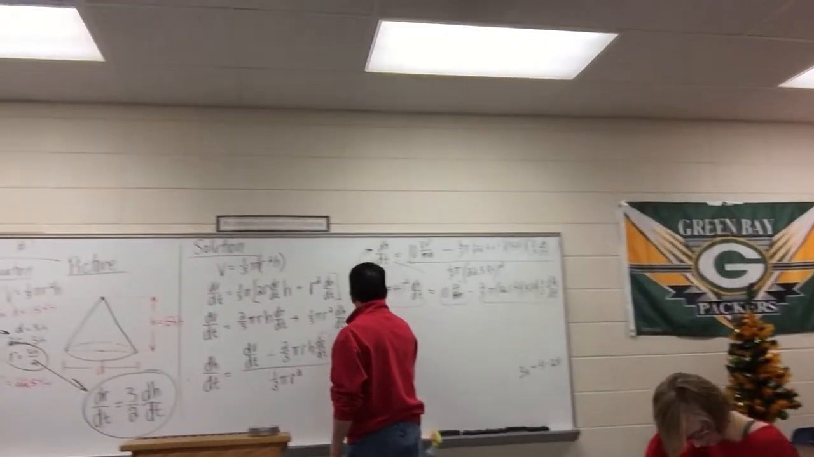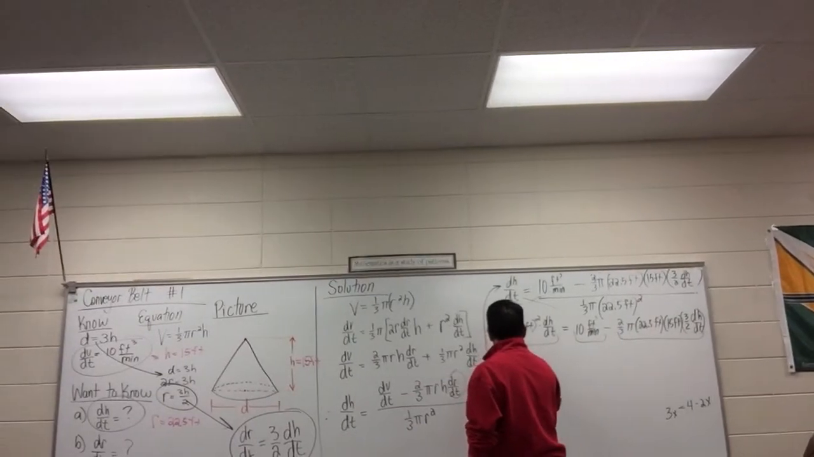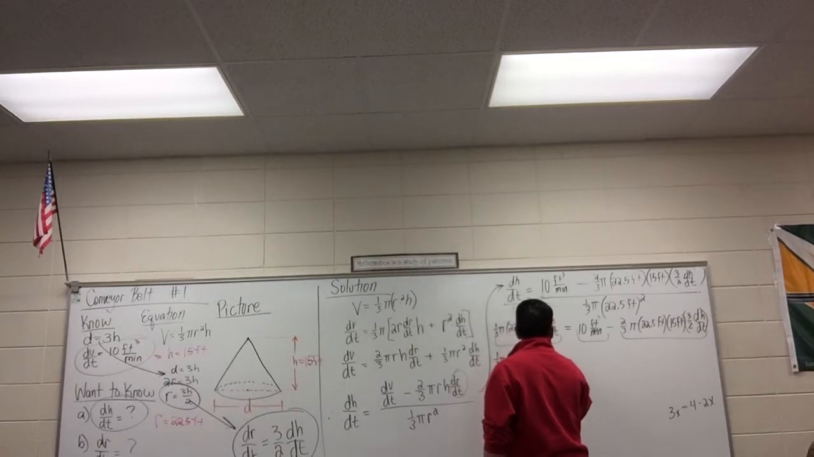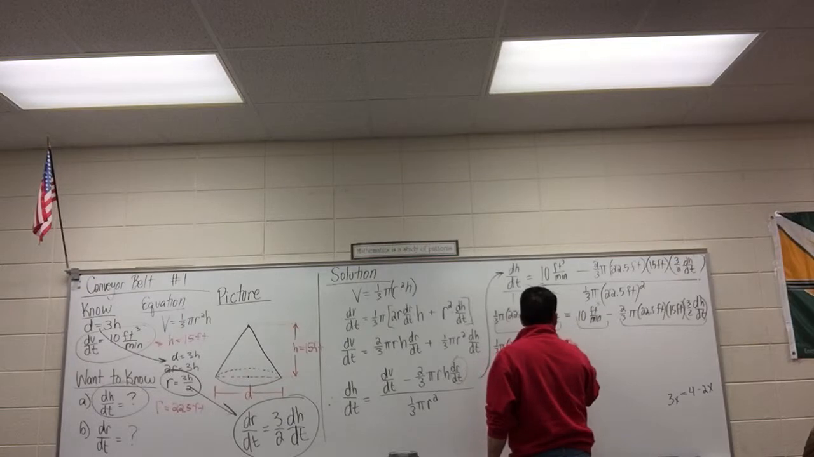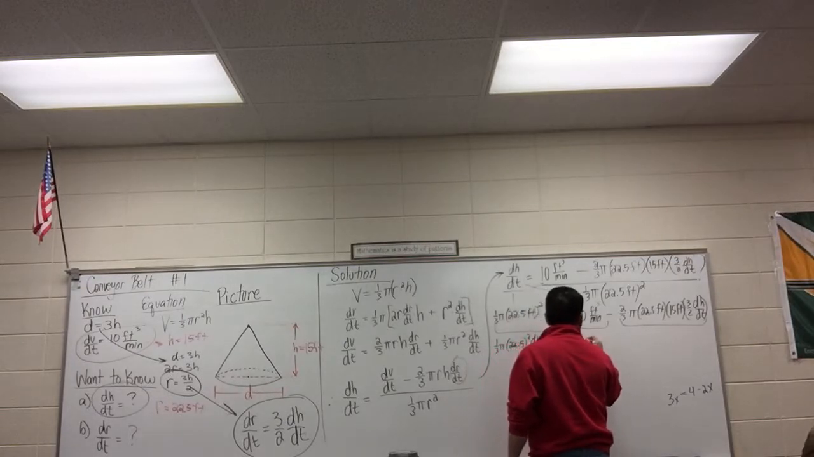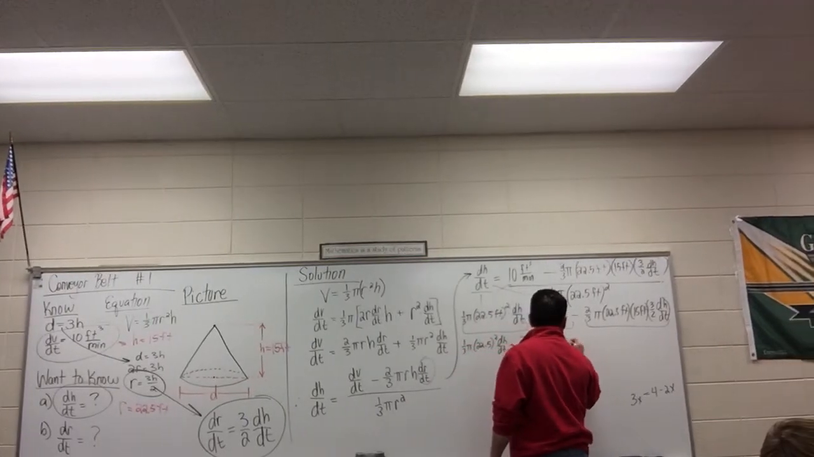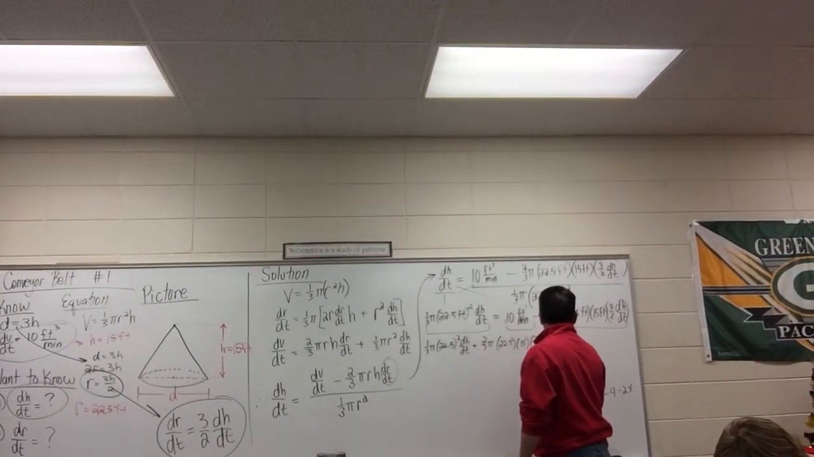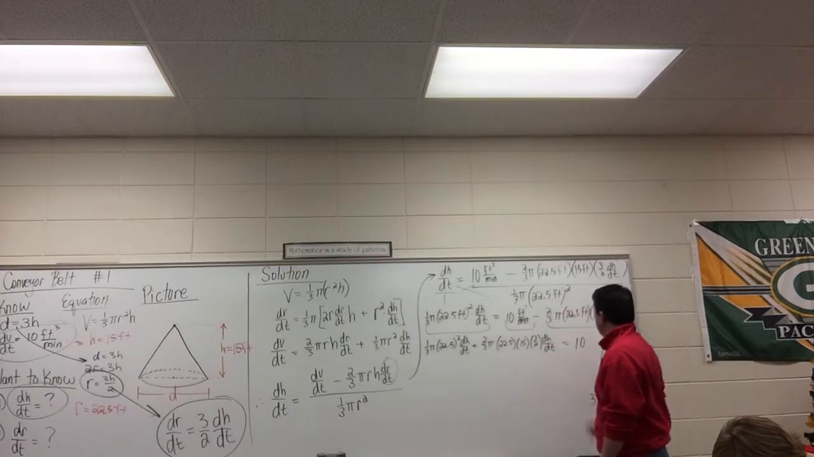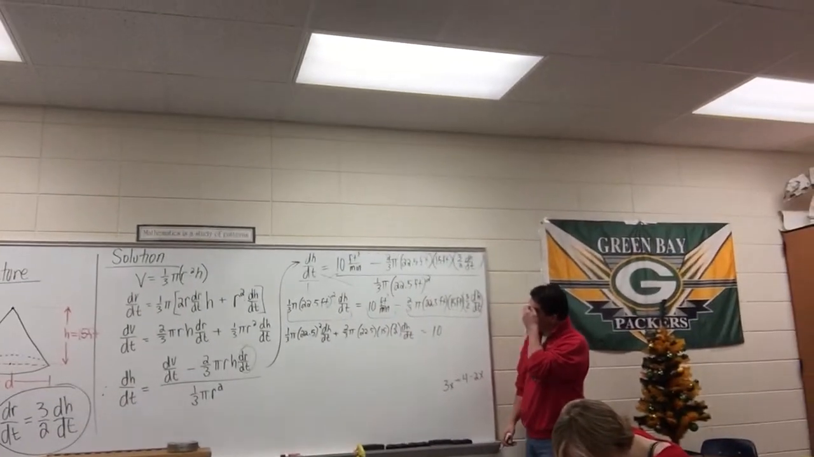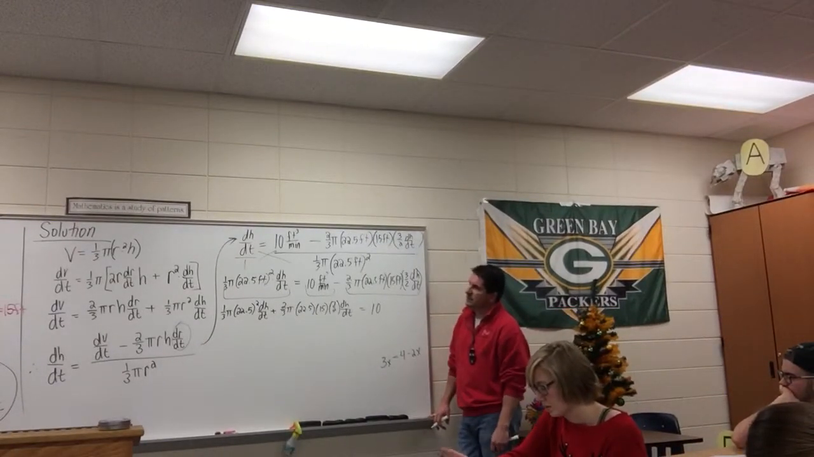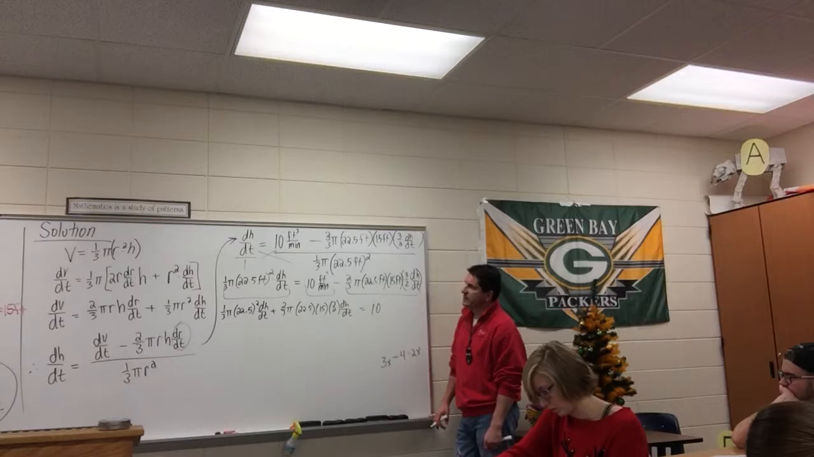So here we go. 1/3 pi times 22.5 squared dh/dt, I'm going to drop the units for right now, plus 2/3 pi times 22.5 times 15 times 3/2 dh/dt is equal to 10. I've seen a problem like this in a free response.